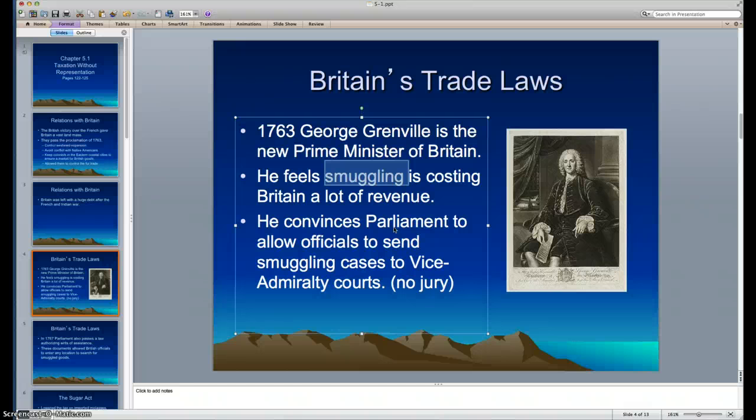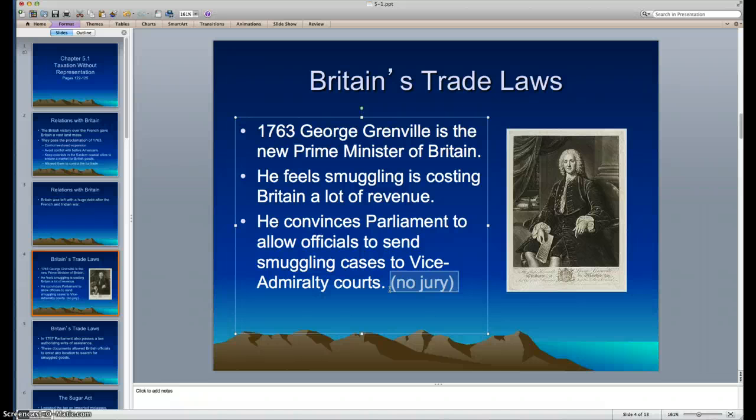One of the ways he is convinced he can stop it is by sending these cases to what we call Vice Admiralty courts, which we talked about in class already. The reason he wants to send them there is because there's no jury, as you see here. The fact that there is no jury is good for him because in the colonies, when a person is put on trial, the people in the jury would normally be a jury of his peers, meaning other colonists, and they normally would not convict people of smuggling.